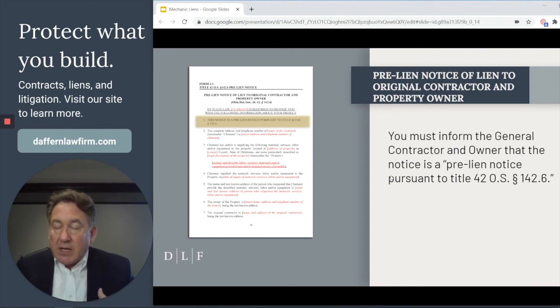I'm not suggesting you necessarily use this form. However, this is the form that we use in our office. We've been successful with it, and we're happy to share that with you and help you learn how to fill it out. So I look forward to seeing you on the other side.